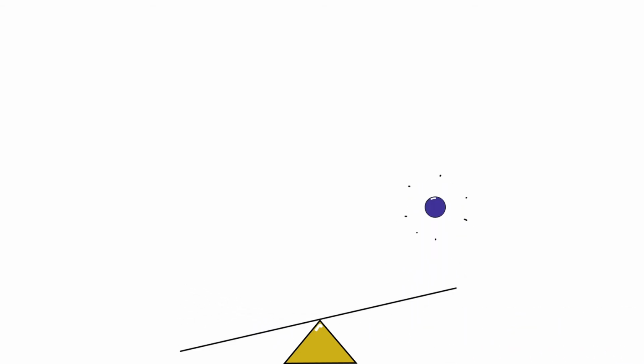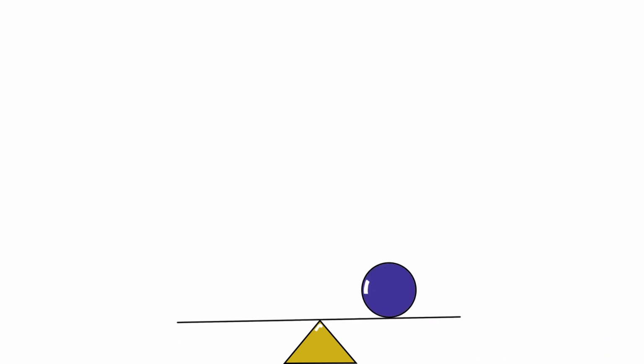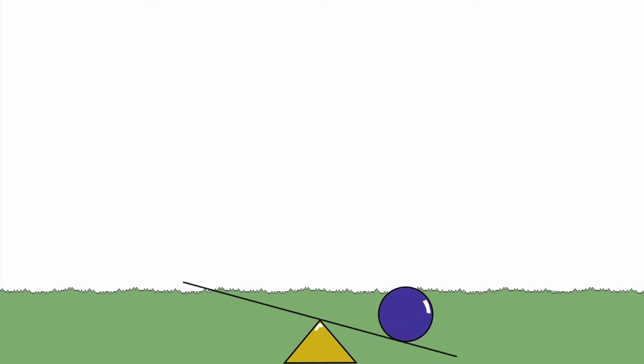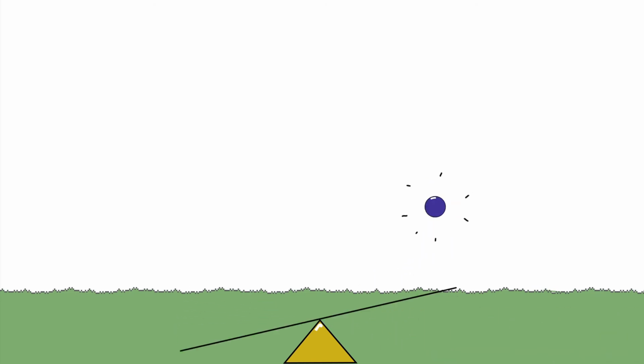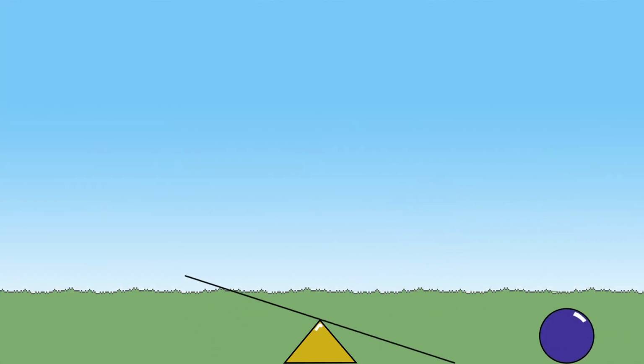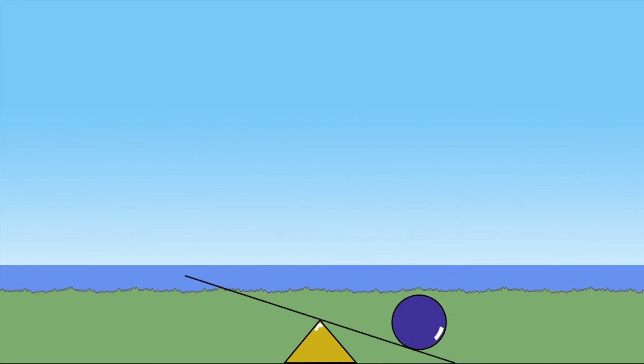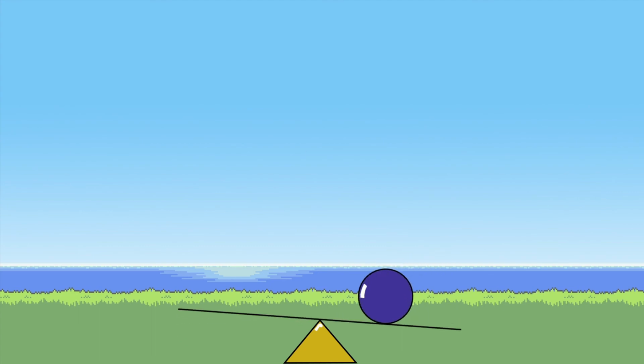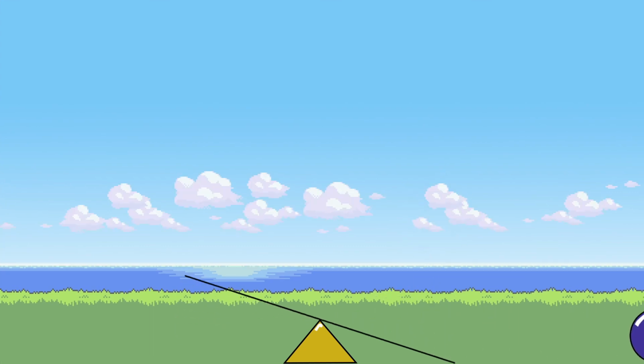I also decided to add in a background. I started with a simple grass background, high enough for there to be ample room for the animation to take place. I then added a gradient sky, water, reflections on the water to make the water more realistic, and finally some clouds to complete the scene.